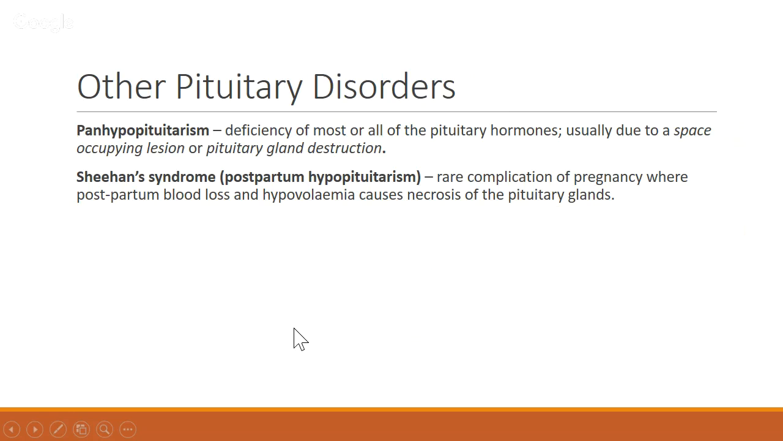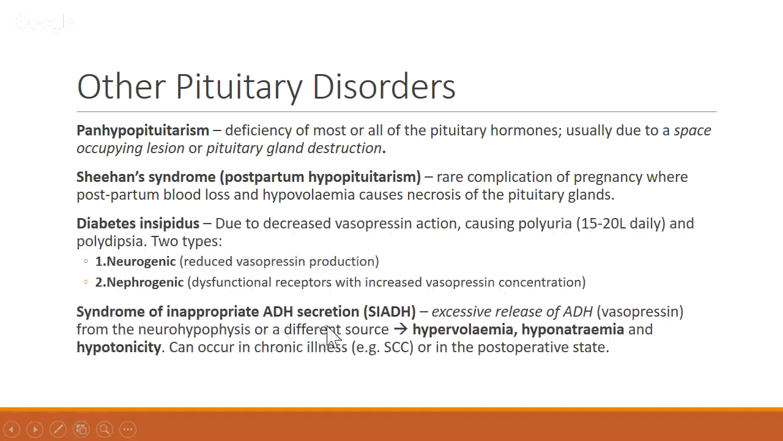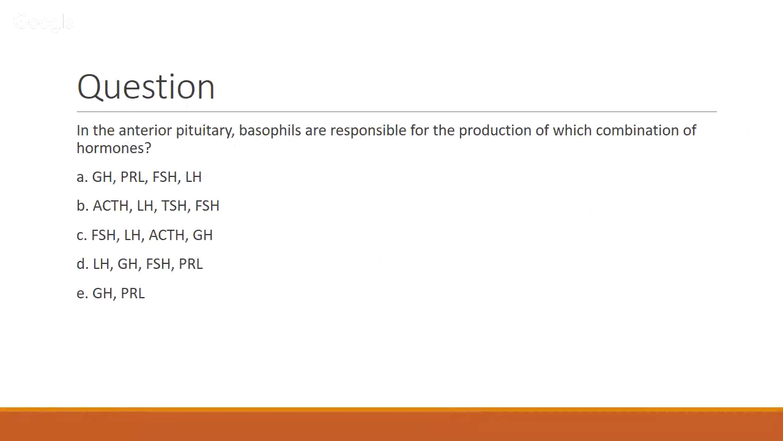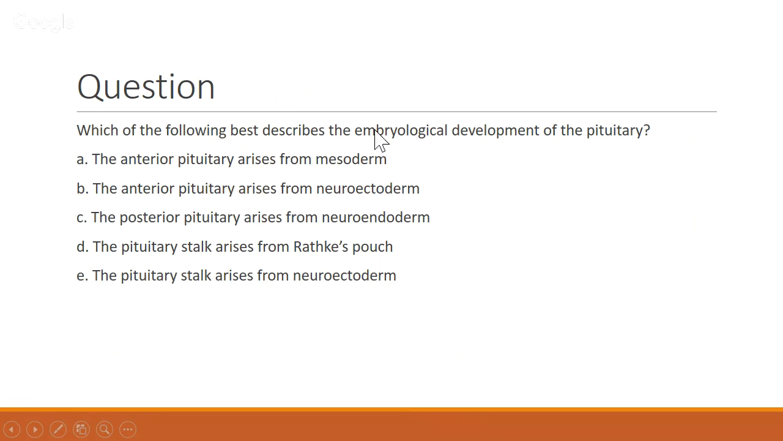So these are some other pituitary disorders, and you guys can read about them in your own time. So next question. The next person, please. Yeah, so it's B flat, and I didn't put it in order, but FSH, LH, ACTH, TSH. Okay, good job. Next person. This might be a bit tricky.